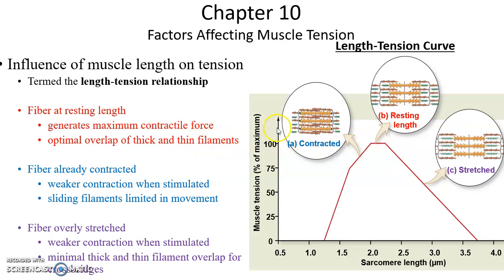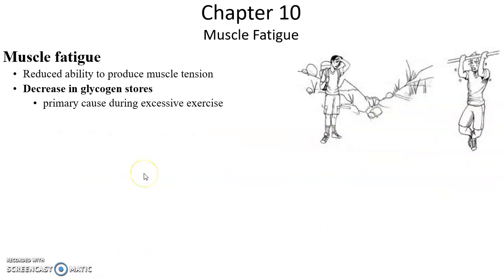So fibers at rest generate maximum contractile force, with optimized overlap. Fibers already contracted can only do weaker contractions because they're limited in how much more force they can generate. And when they're overstretched, we do not have that optimized overlap.